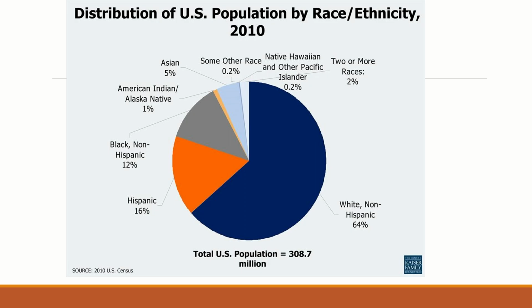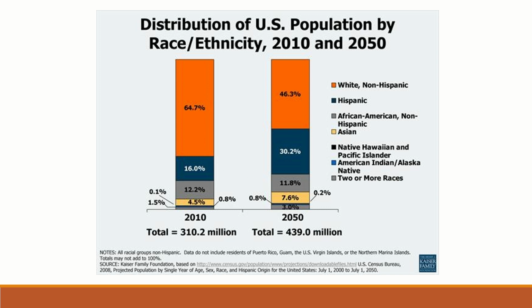Here's the distribution of the U.S. population by race in 2010. What we see here is that white non-Hispanic make up about 64% of the population. And you can look at the rest here yourself. This is what is projected to happen over time, where you see that the percentage of whites in the United States will eventually fall below 50%. And in fact, it already has for children.